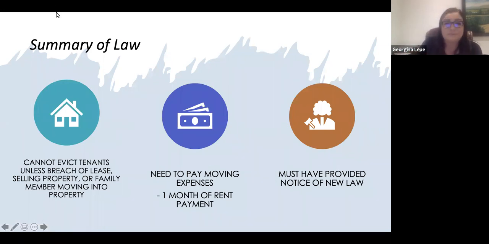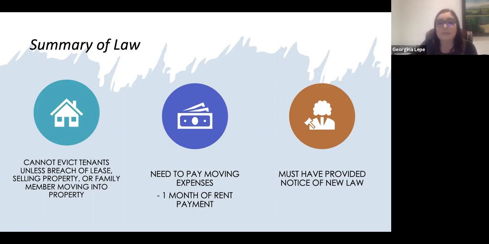So what is the summary of the law? The gist of it is, if your property is a duplex or anything bigger, you cannot evict the tenants unless there's a breach of the lease. Meaning, if it's a duplex, you can no longer serve your tenants a 30 or a 60-day notice of termination of tenancy just because you want them out. No, you cannot do that.